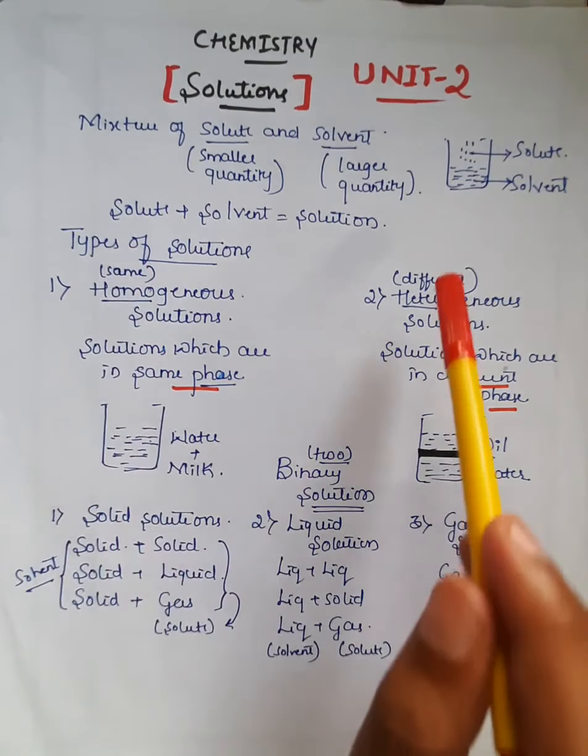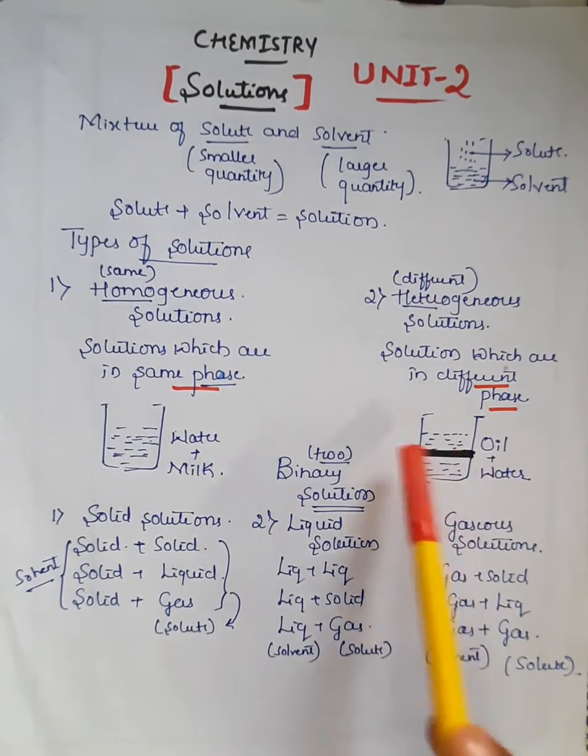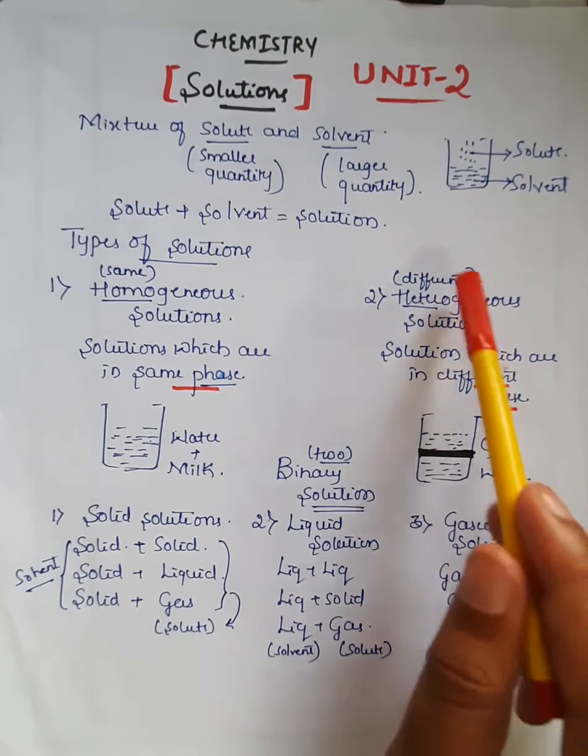The main thing is homo means the same. They can mix with each other. Hetero means both are different. They will not completely mix, or they cannot mix with each other. So these types of solutions are called heterogeneous.